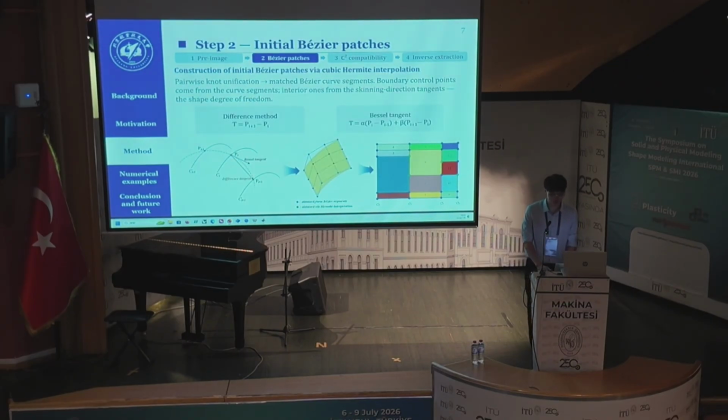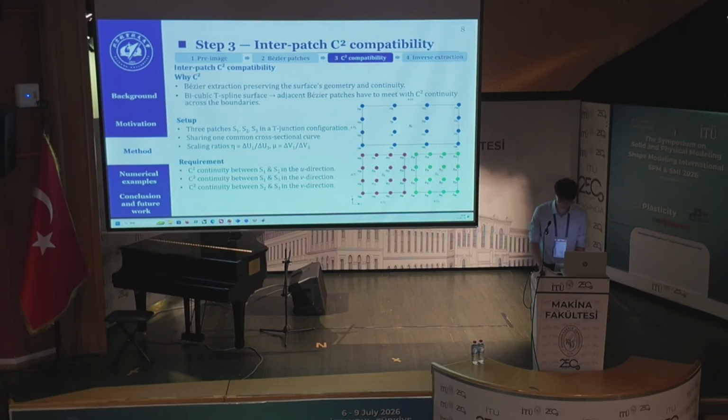In step 2, we construct the initial Bézier patches using cubic Hermite interpolation. After pairwise knot unification, the curves give matched Bézier segments. The boundary control points come directly from these segments, while the interior ones come from the tangents along the skinning direction. So the shape is controlled through these tangents, and different choices yield different surface shapes. We provide 2 options here, a simple difference scheme and a Bézier tangent method that uses both neighbors.